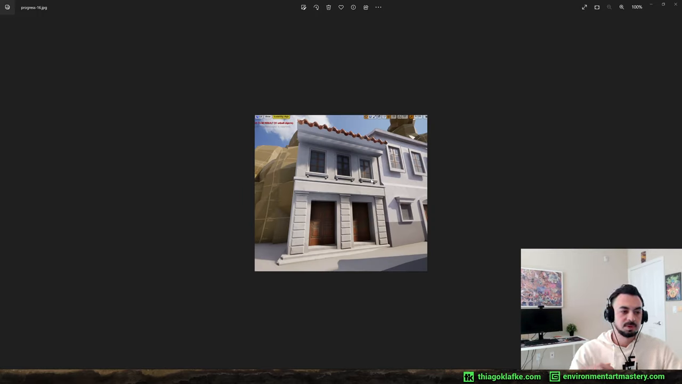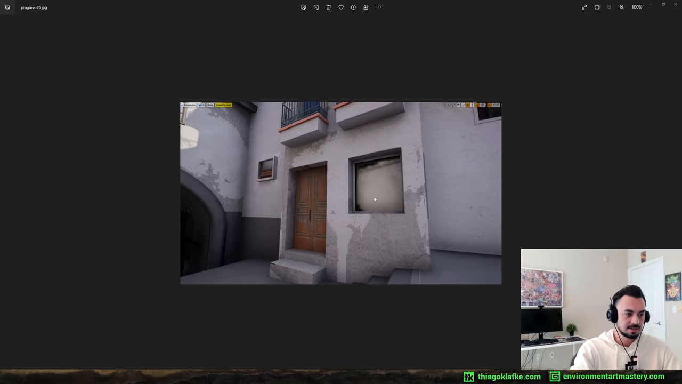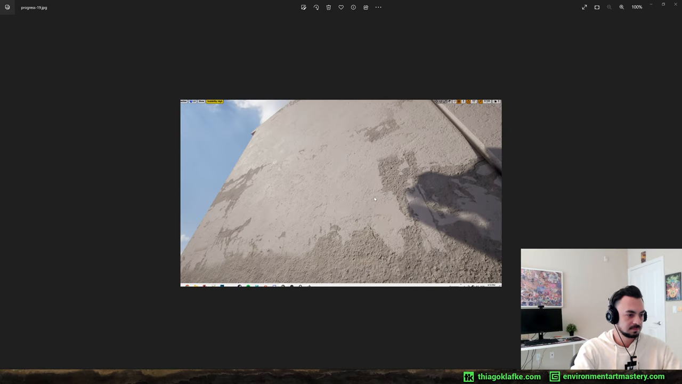I was looking at my progress pictures, and this is about the stage I was at when I recorded that video, or a little further than this. It took me quite some time to figure out the texturing style. In the previous video, I was showing these Substance Designer textures that I made that I was not very happy with. I was not very knowledgeable about Substance Designer at the time.